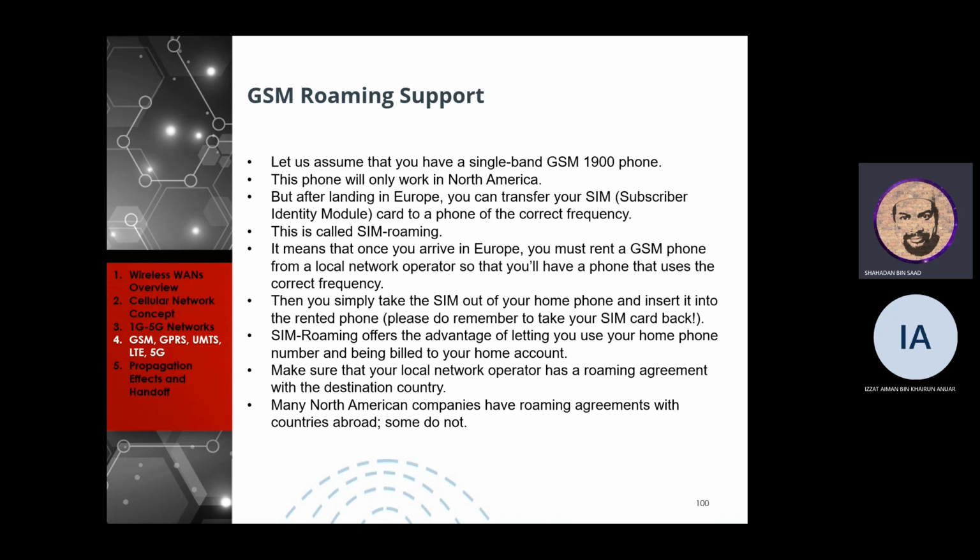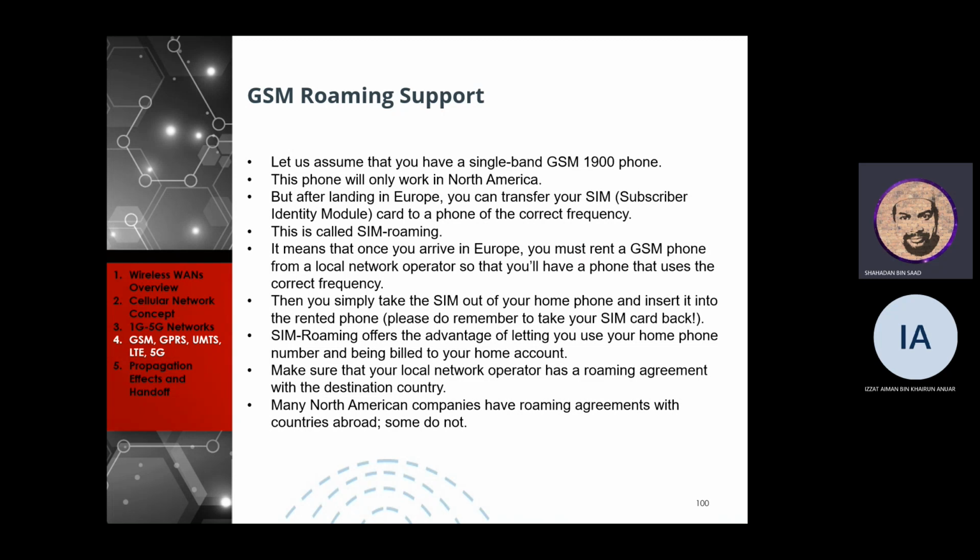So for GSM roaming support, what is this? Let us assume that you have a single band GSM 1900 phone. This phone will only work in North America. But after landing in Europe, you can transfer your SIM, or subscriber identity module, SIM card, to a phone with the correct frequency. This is called SIM roaming.